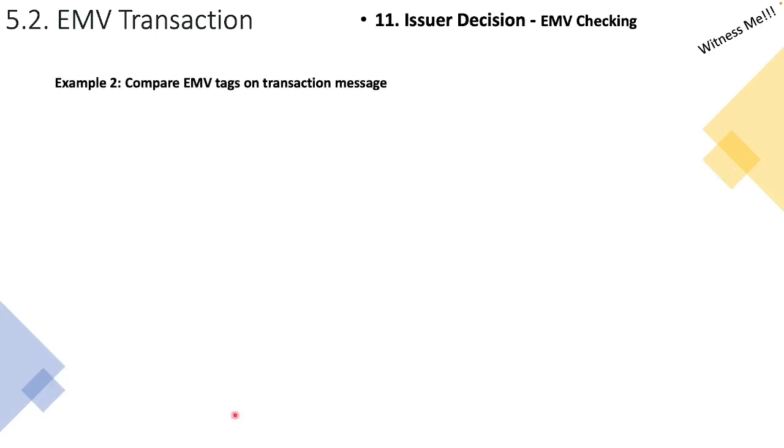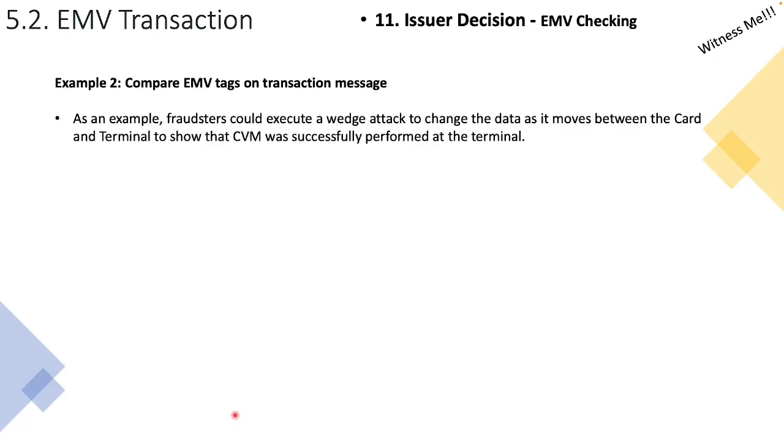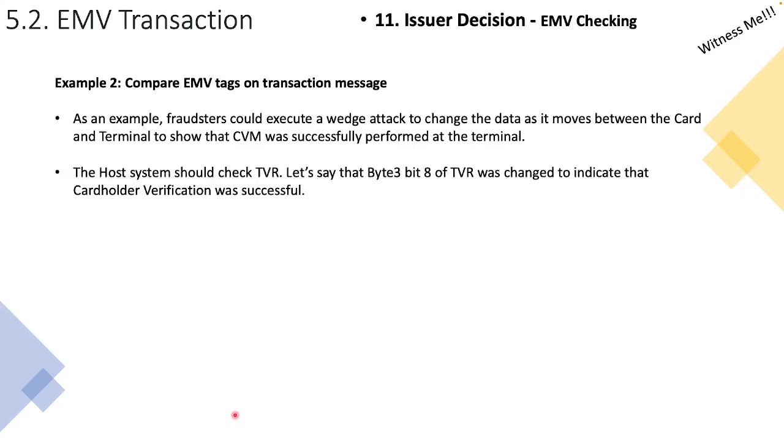Let's move on to our second example, where we compare EMV tags on a transaction message. So, a typical example: fraudsters could execute something called a wedge attack to change data as it moves between the card and terminal to show that CVM was successfully performed at a terminal. It's not a very common thing. It requires quite sophisticated hardware, and it's not overly practical, but it is something that we do need to cater for, right? So the host system should check TVR.